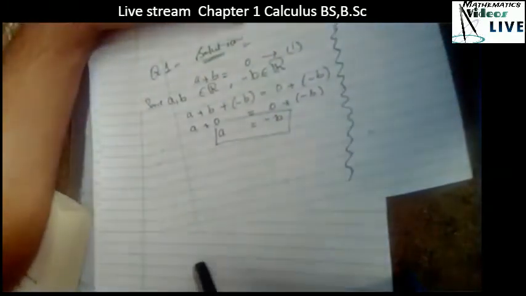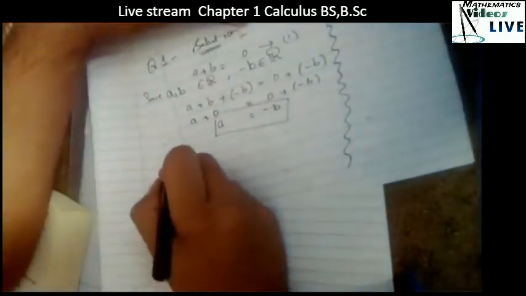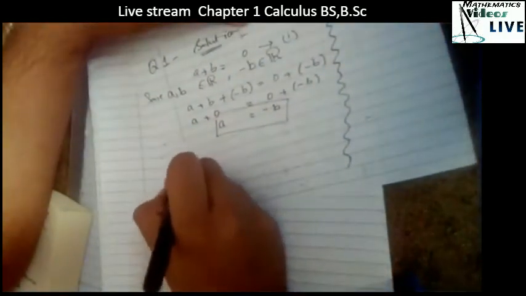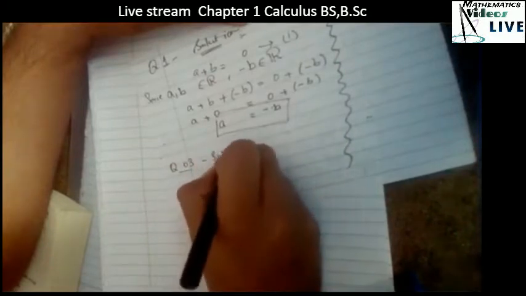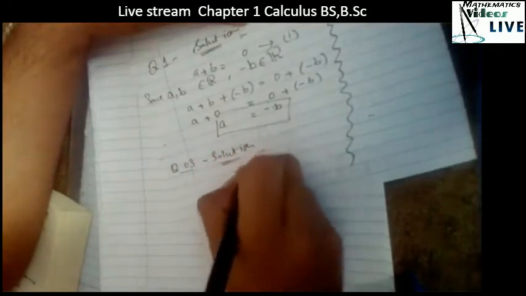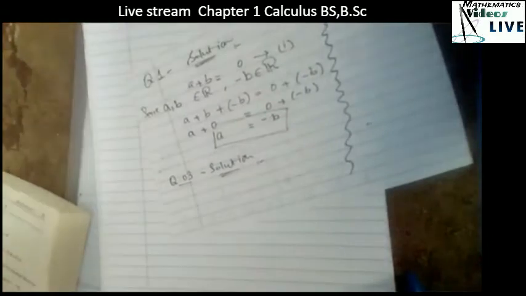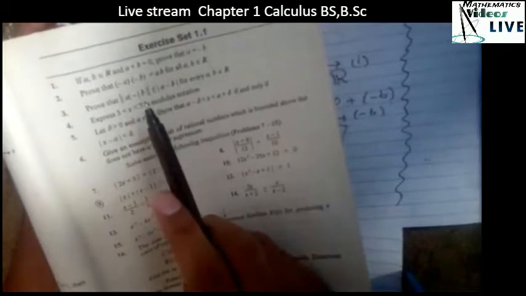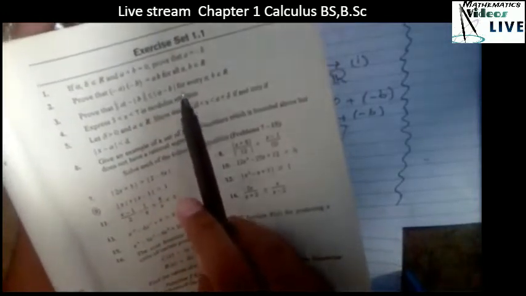Question number 2 is quite similar to it, and it is not very important from the paper point of view. Therefore, I will directly move to question number 3. In question number 3, you're asked to prove that the absolute value of A minus absolute value of B is less than or equal to the absolute value of A minus B, where A and B are both in the set of real numbers.